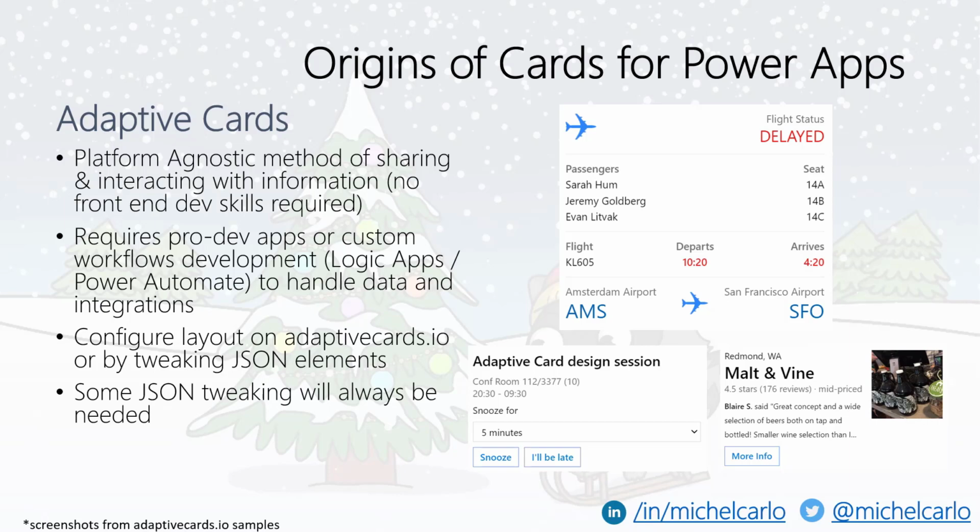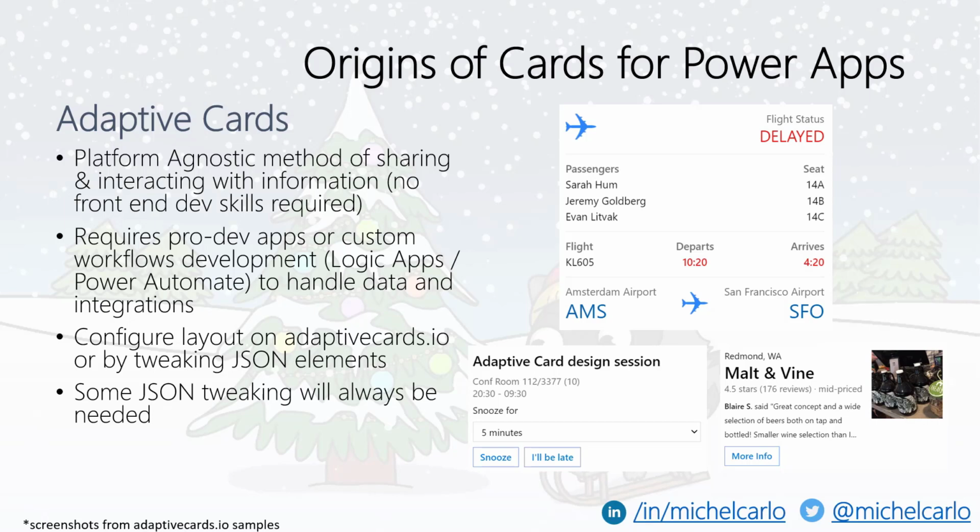It's mainly used in applications for Microsoft Teams and Outlook, but even though it doesn't require front-end development skills to handle data on the back-end, there's always gonna be a need for a pro dev app such as a Teams bot or custom workflows built on top of Logic Apps or Power Automate to handle the data, how the card behaves, and more advanced integrations.